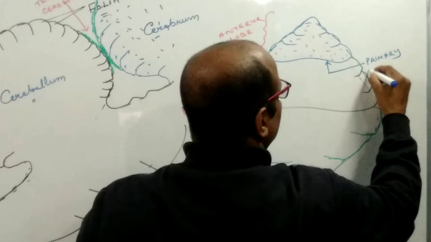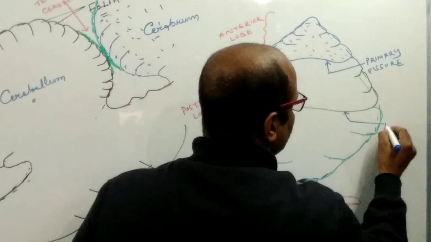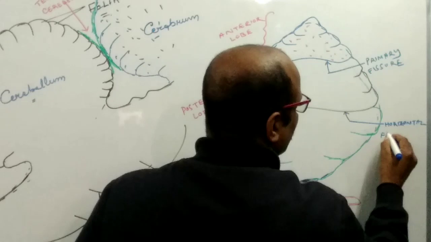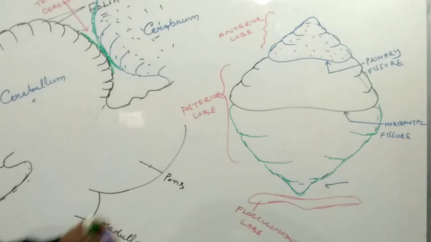And there is another fissure which is known as the horizontal fissure. This is the horizontal fissure. And there is another fissure, which is known as the posterolateral fissure.